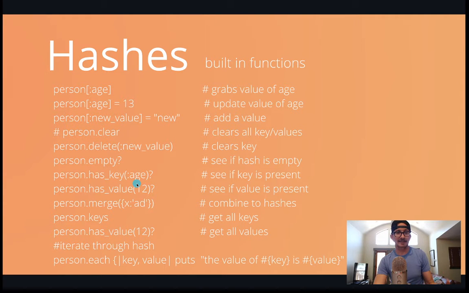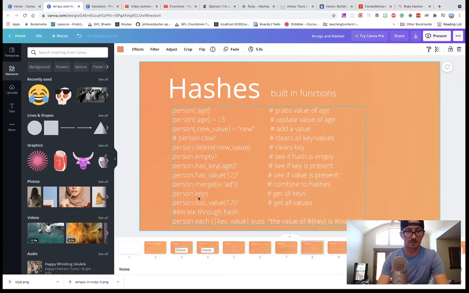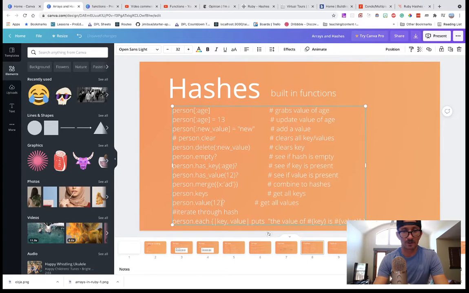We can check to see if it has a key. We can check to see if it has a value present. We can merge two hashes together. We can get a list of the keys. We can see if it has a value. Oh, sorry, this should say value. Person.values, that can give us all the values. And then we can also iterate through a hash, which we'll go over some of these. Just going to make this change right now. Values.